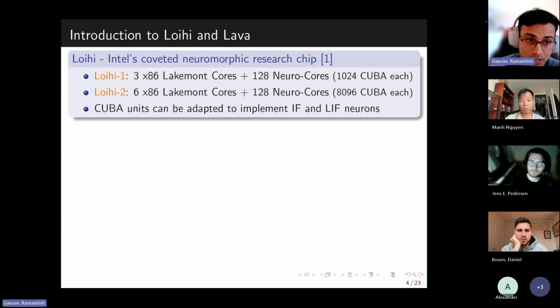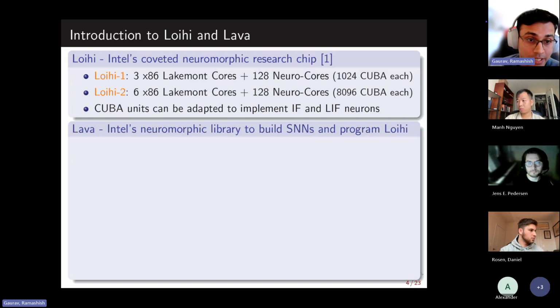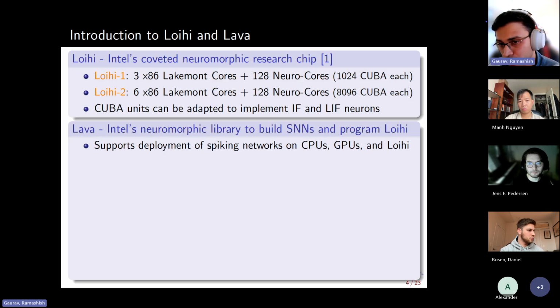The CUBA units, the current-based models, can be adapted to implement integrate-and-fire or leaky integrate-and-fire neurons. Coming to Lava, it is Intel's neuromorphic library to build SNNs and program the Loihi chip. It supports deployment of spiking networks on CPUs, GPUs, and Loihi, as many of us already know here.